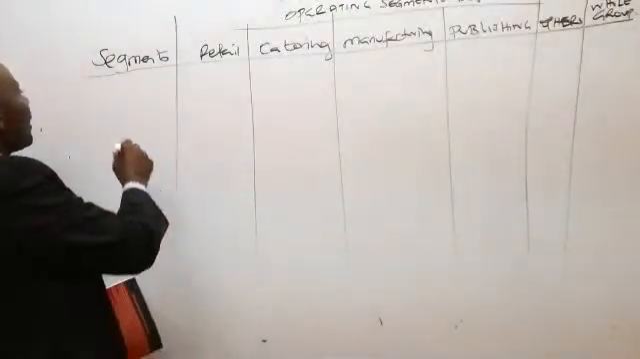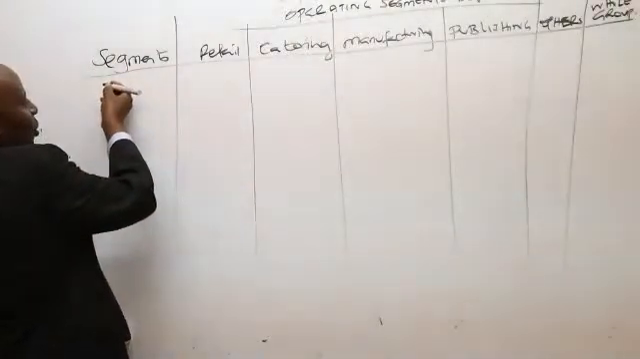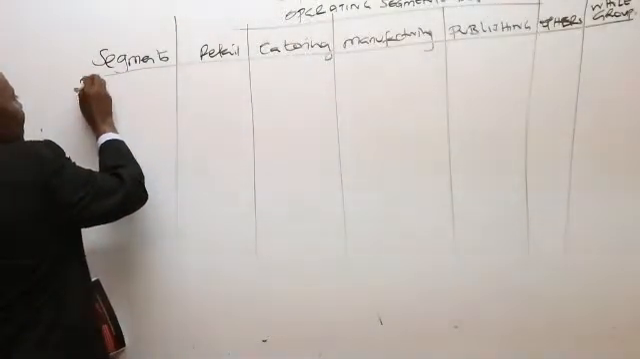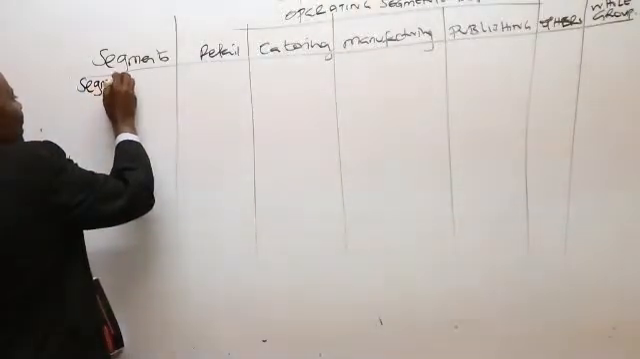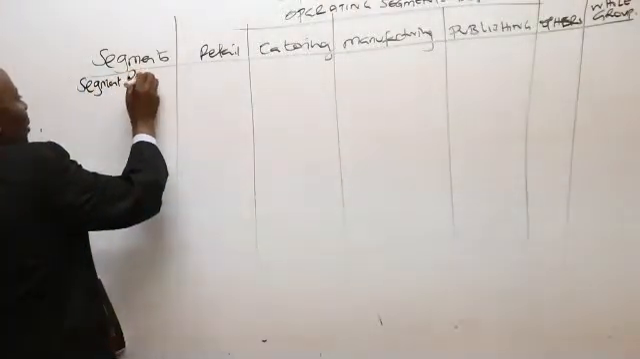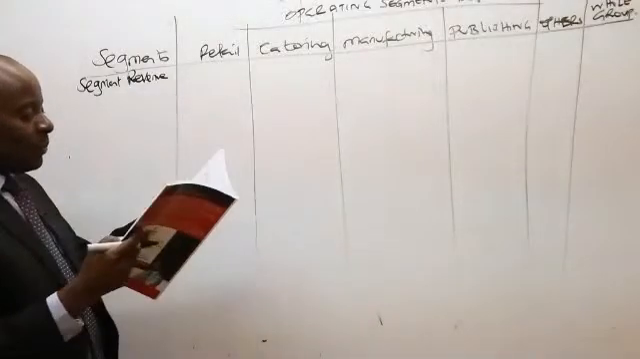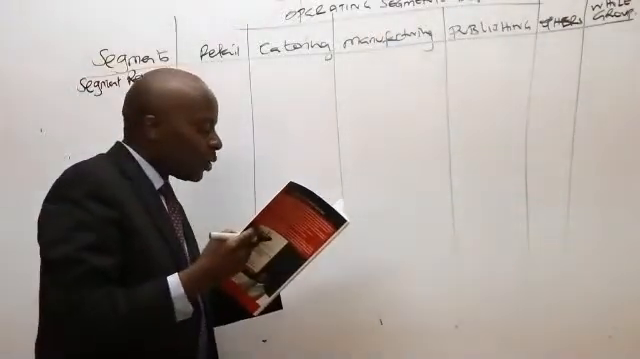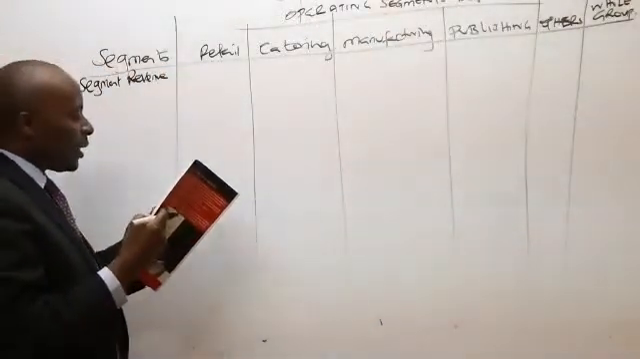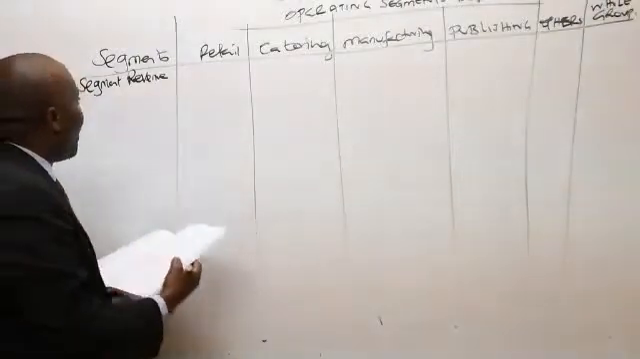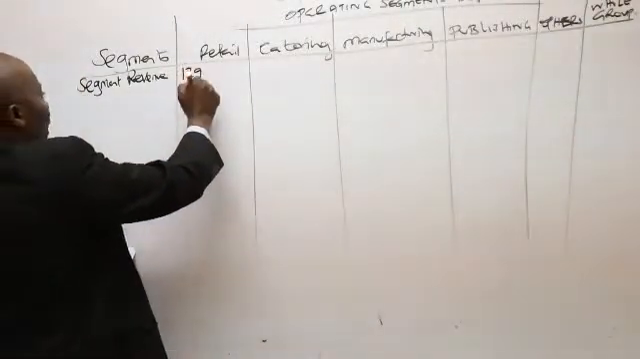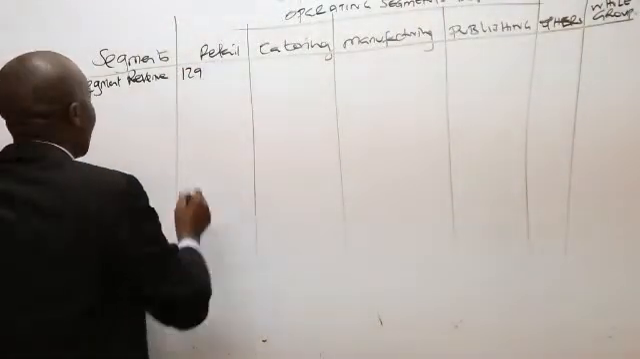Now you start with segment revenues. You know the rule. Segment revenue comes from note number 2. For the retail segment, the total revenue was 129,842.